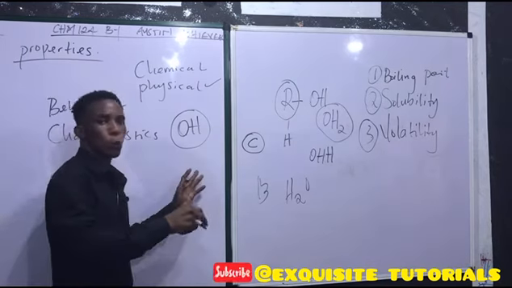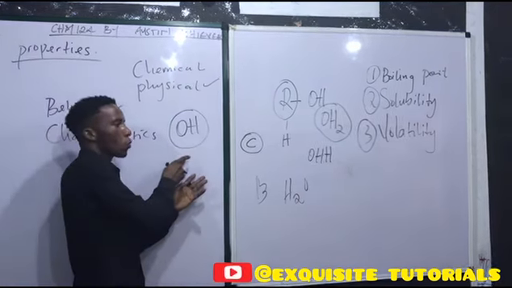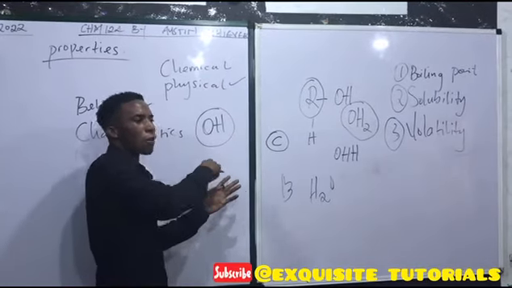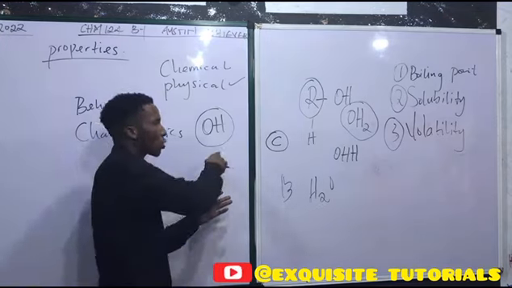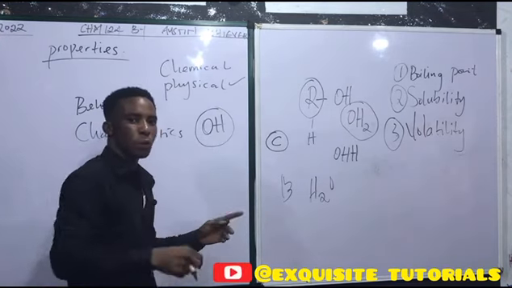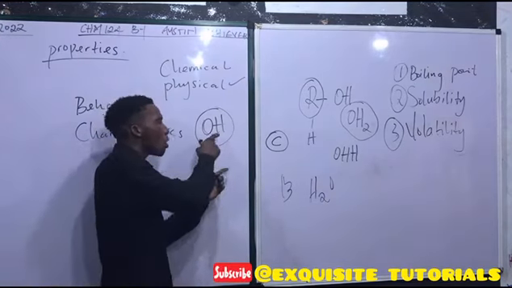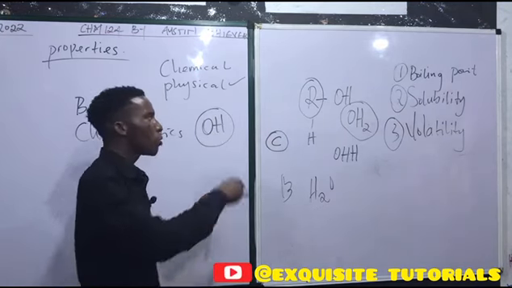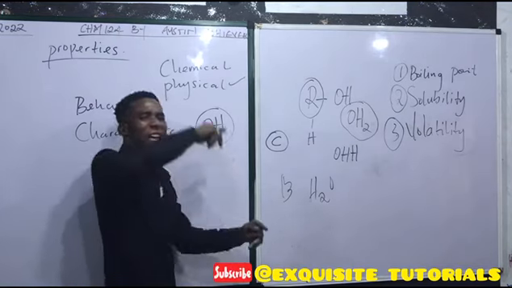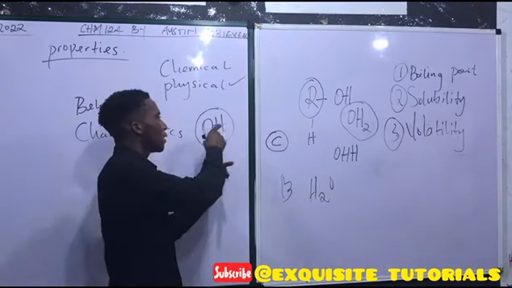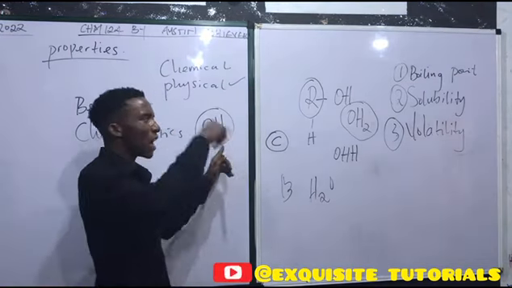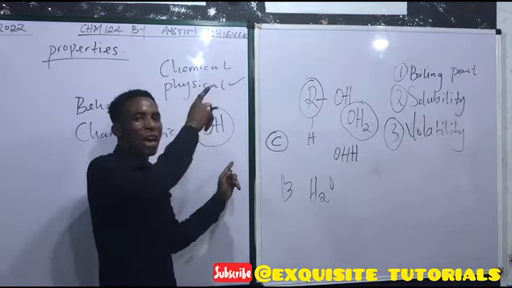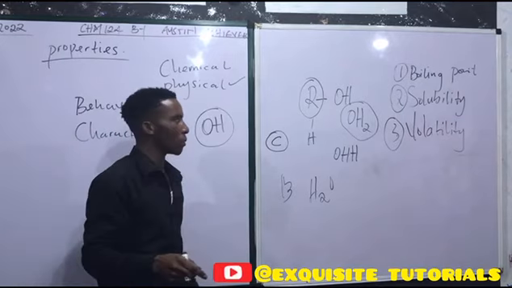I would like you to know, hydroxy functional group affects boiling points. Hydroxy functional group affects melting points. But the more the hydroxyl, the lesser the melting points. The more the hydroxyl, the higher the boiling points. The more the hydroxyl, the higher the solubility. The more the hydroxyl, the higher the volatility.